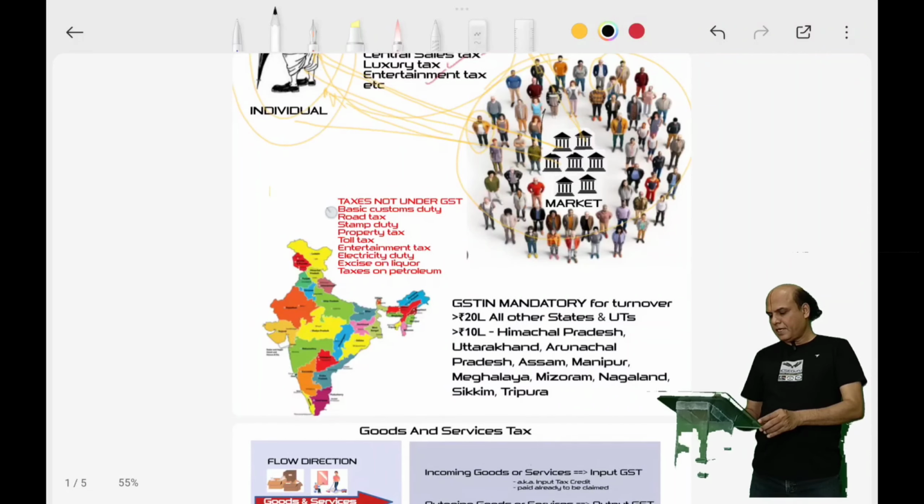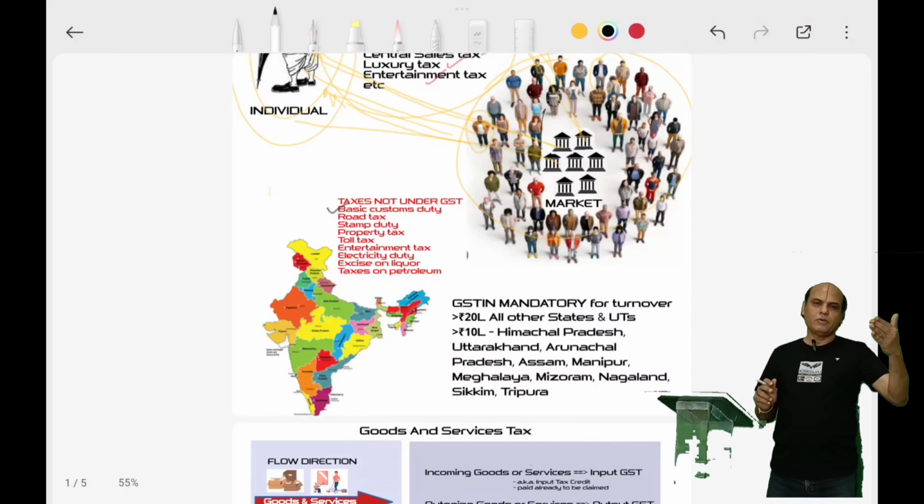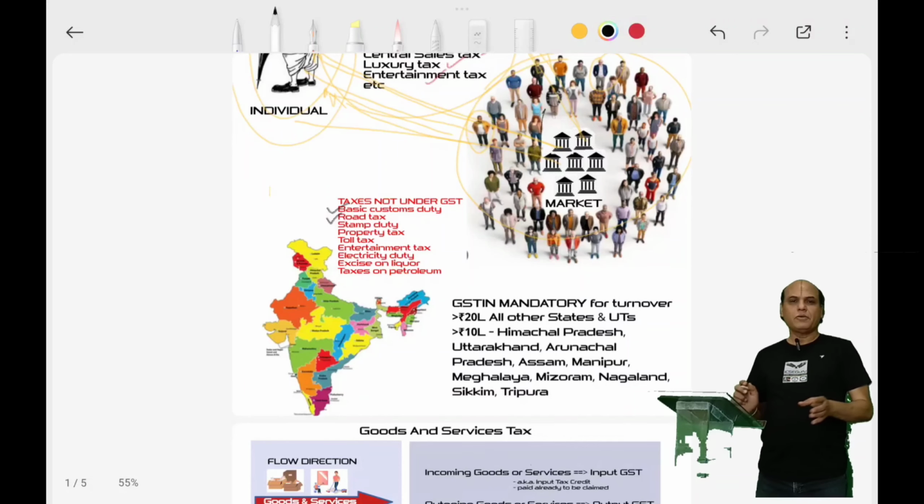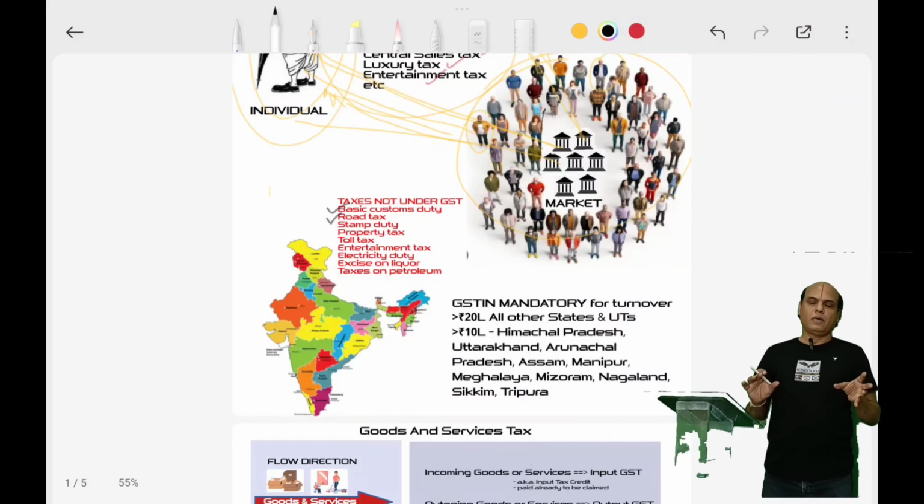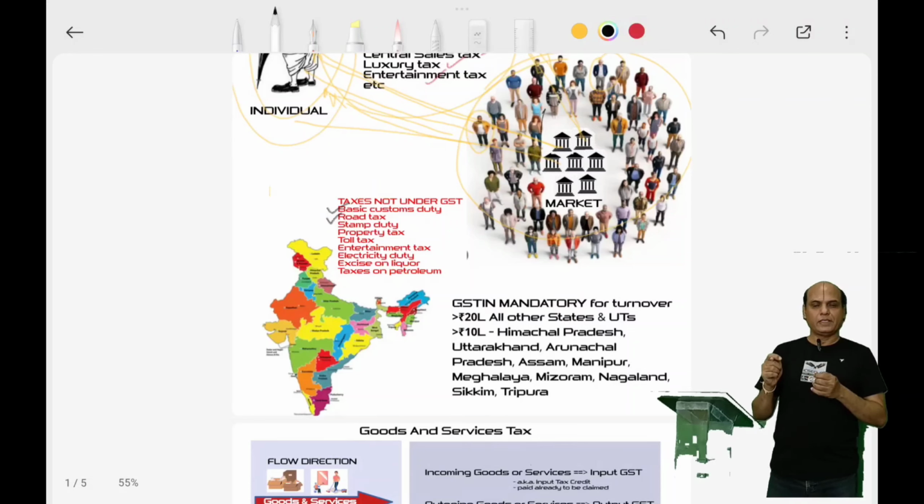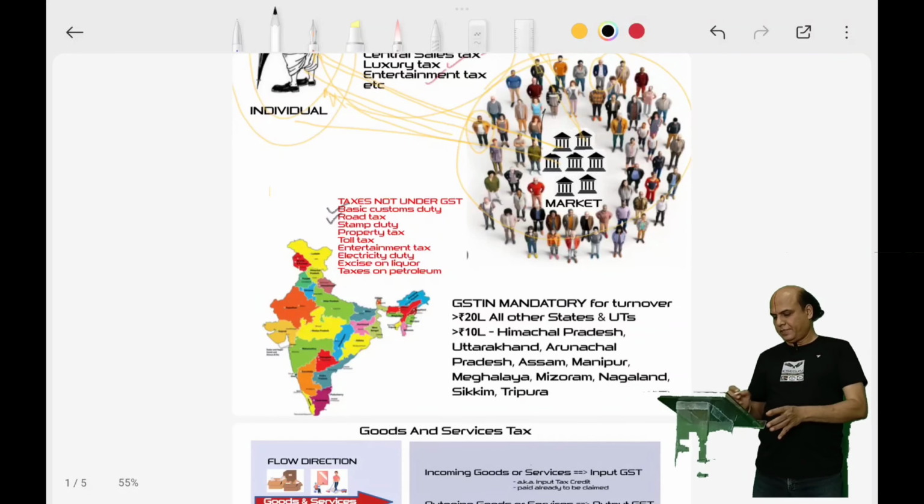See, the basic customs duty, like whenever we import goods from abroad or we export goods to abroad, there is customs duty. Basic customs duty is still outside the purview of GST. Then road tax, you must have gone out of station in your car, so you must be paying some toll tax, road tax. So this doesn't come under GST.